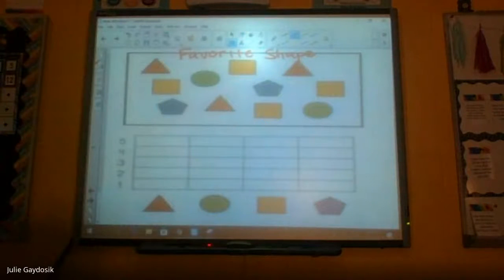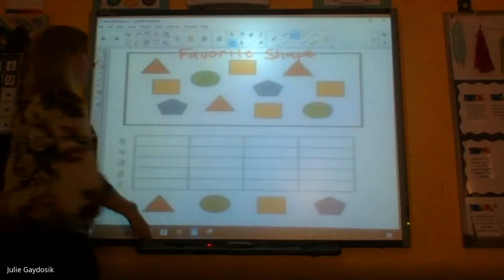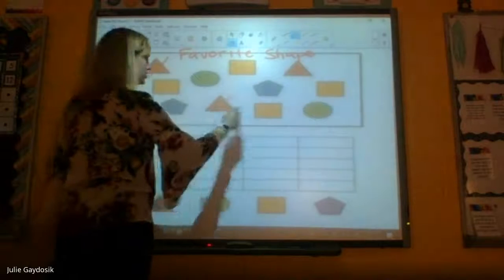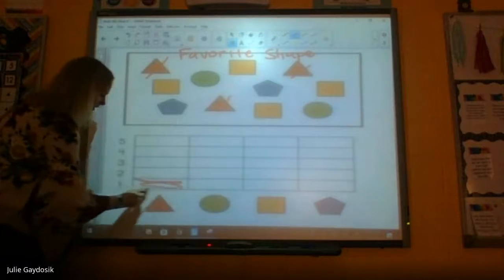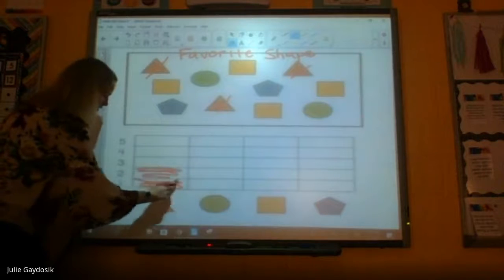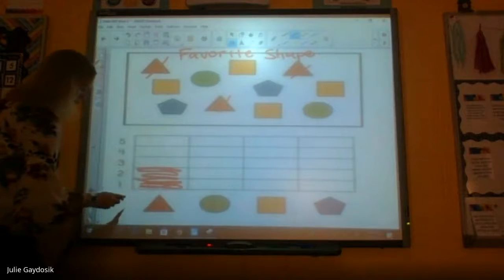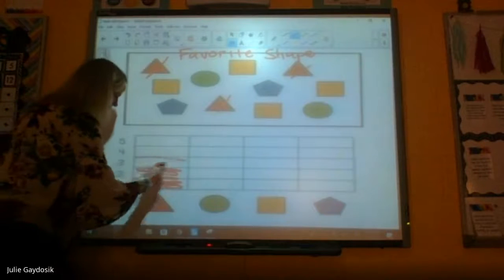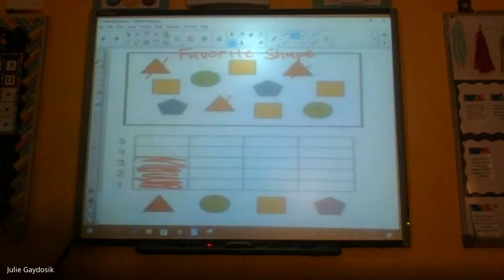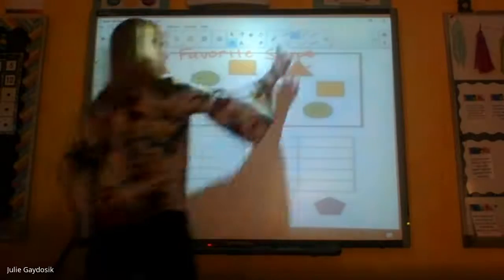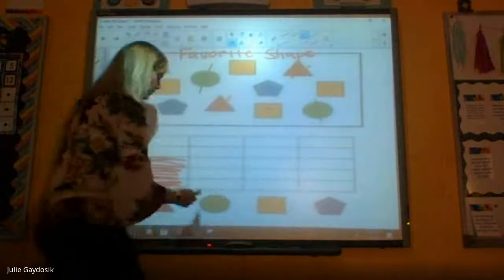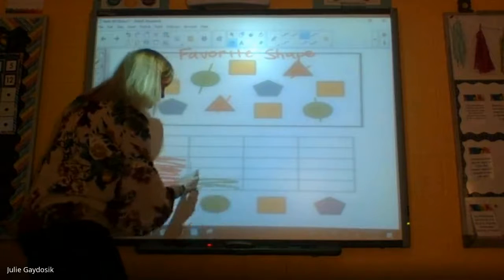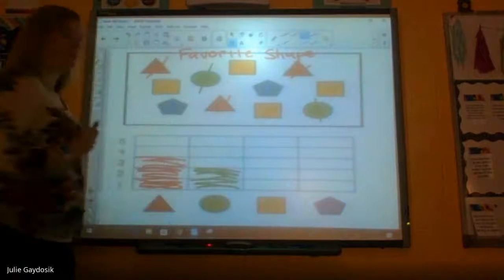Favorite shape. Okay, so if I was doing my favorite shape, I'm going to count the triangles first. I have 1, 2, 3 triangles. Remember, on a bar graph, you shade in or color up until that number. So 1, 2, and then this was 3. So 3 triangles. Now let's count the ovals. 1, 2. So I only have 2 ovals. I'm going to color in 2 bars for my bar graph.